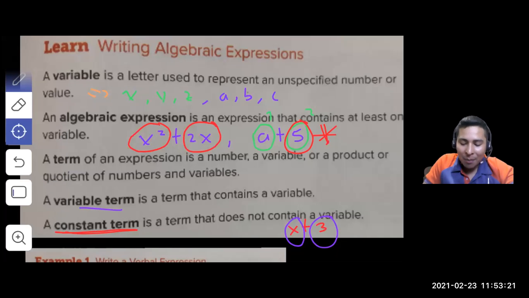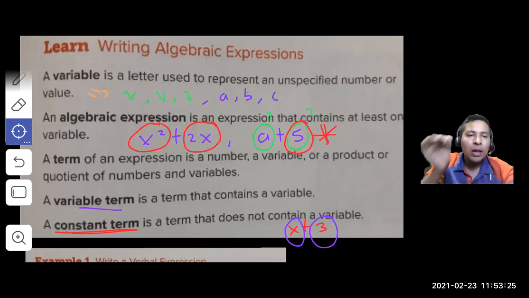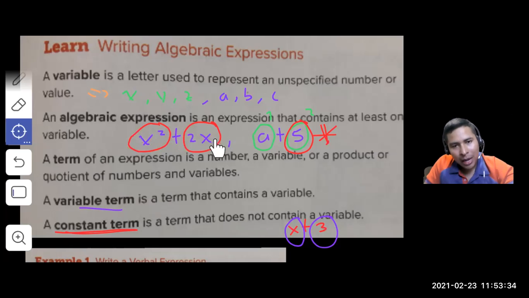Let's recap. A variable is just the letter that we use in mathematics. An algebraic expression, guys, is when you have different terms, like x squared plus 2x. That is an algebraic expression. A term is just one by one. This is one term, this is another term.